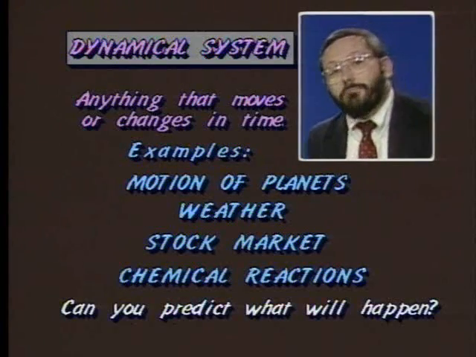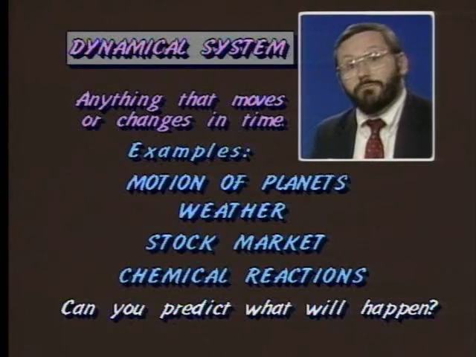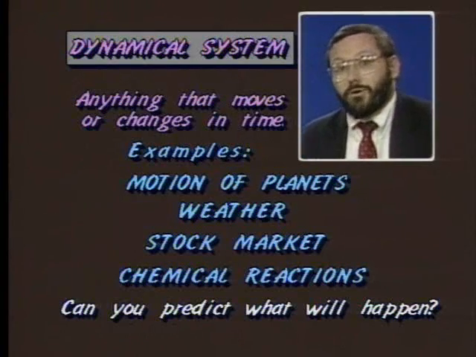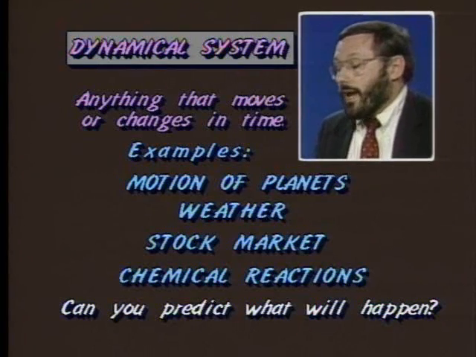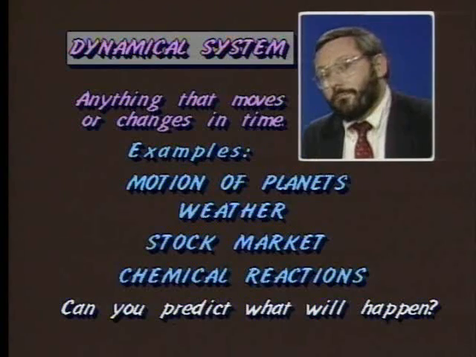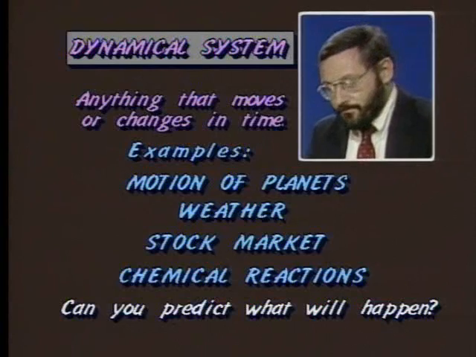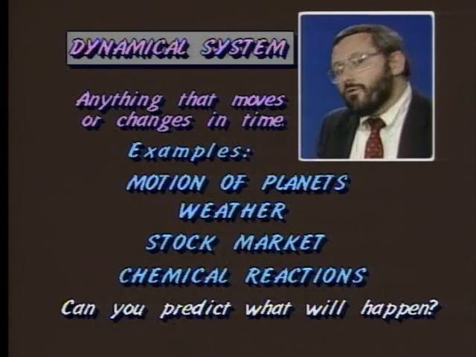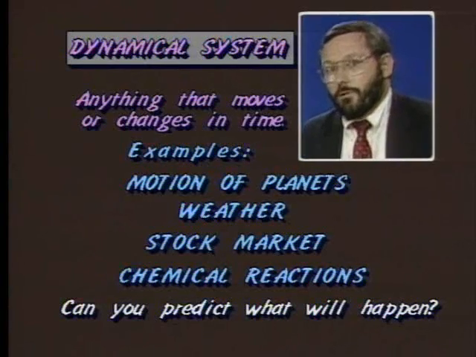Now, as you look at these examples of dynamical systems, you say, well, some of these dynamical systems are clearly predictable. The motion of the planets, for example. You know that tomorrow morning when you wake up, the sun will rise. Similarly, chemical reactions. You know that tomorrow morning when you put cream in your coffee, the resulting chemical reaction won't be an explosion. On the other hand, the weather or the stock market, those are examples of dynamical systems that seem totally unpredictable.